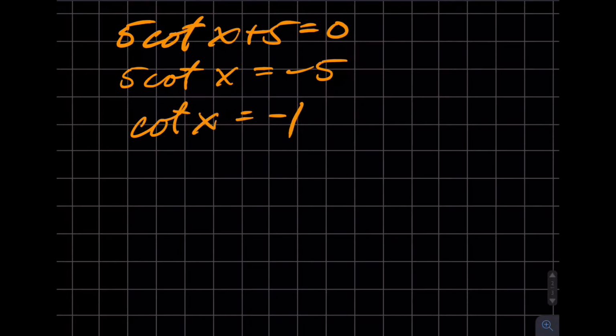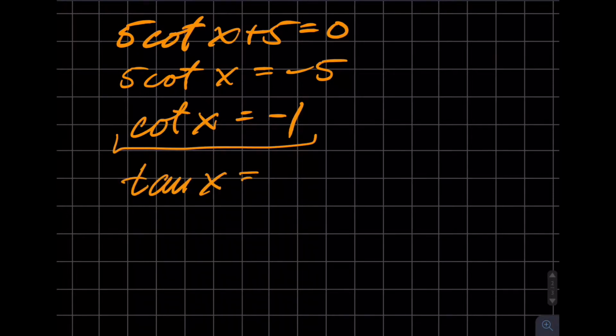and get -1. And I'm going to convert this from a cotangent function to a tangent function. Since they're reciprocal ratios of each other, or reciprocal functions of each other, then I can think of the tangent of x of the same angle would result in a 1 over -1, which still happens to be -1. So where in the unit circle is tangent equal to -1?